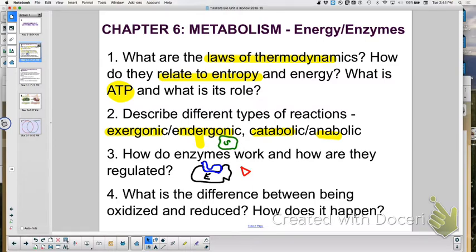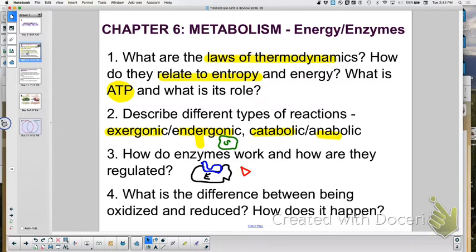What's another way to regulate enzymes, besides competitive and non-competitive? Temperature, heat, pH. Good. All of those things, and the amount of substrate available to it. All those things are going to regulate enzyme activity. Perfect. Any other questions on number 3 you want to talk about? Oh, coenzymes. We didn't mention that.